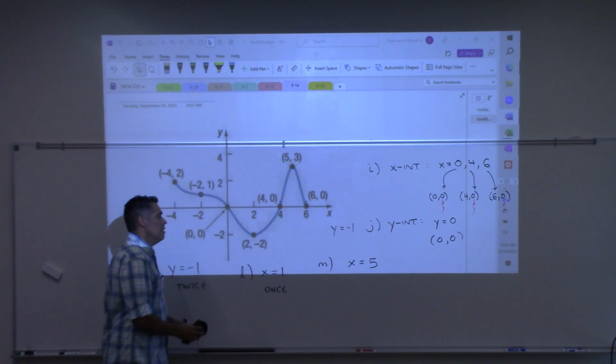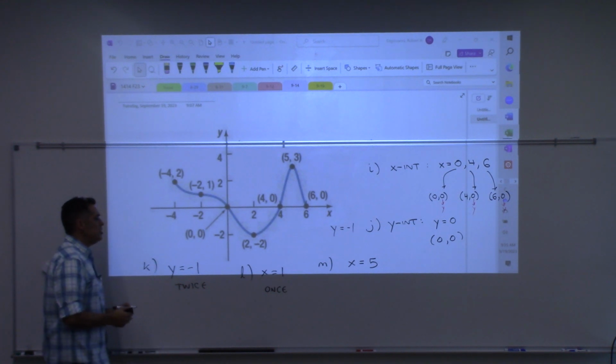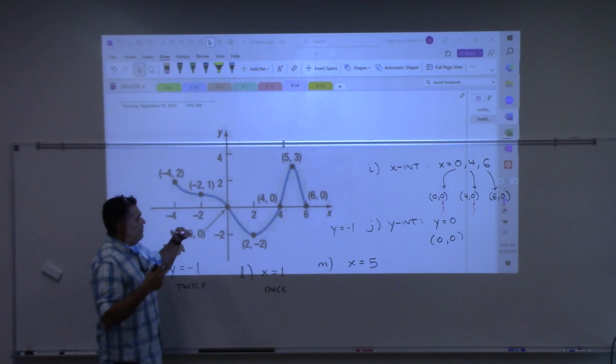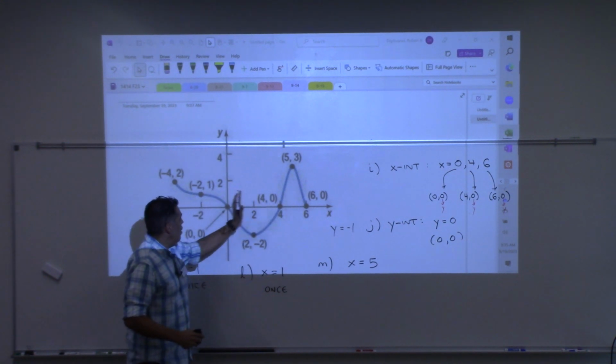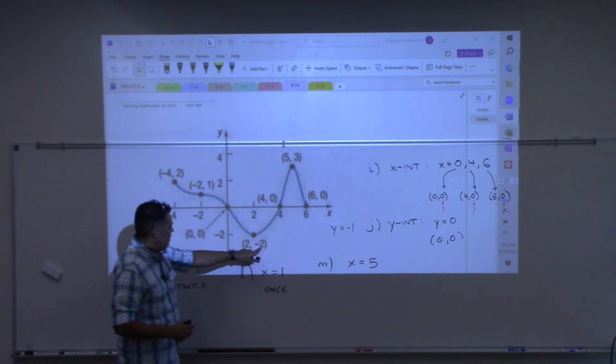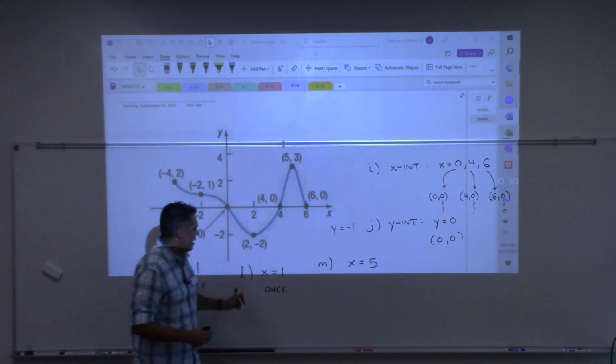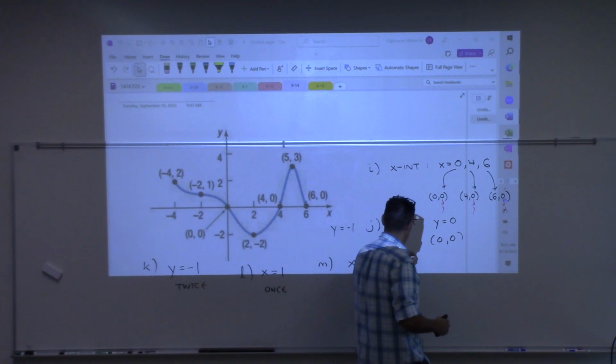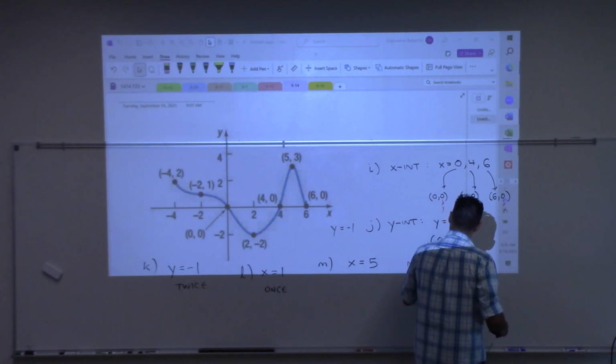Okay, last one. For what values of x does the function equal -2? So I'm trying to figure out what x do I get a y value of -2? That only happens here, right? There's my y value of -2. So it happens at x equals 2. All right.